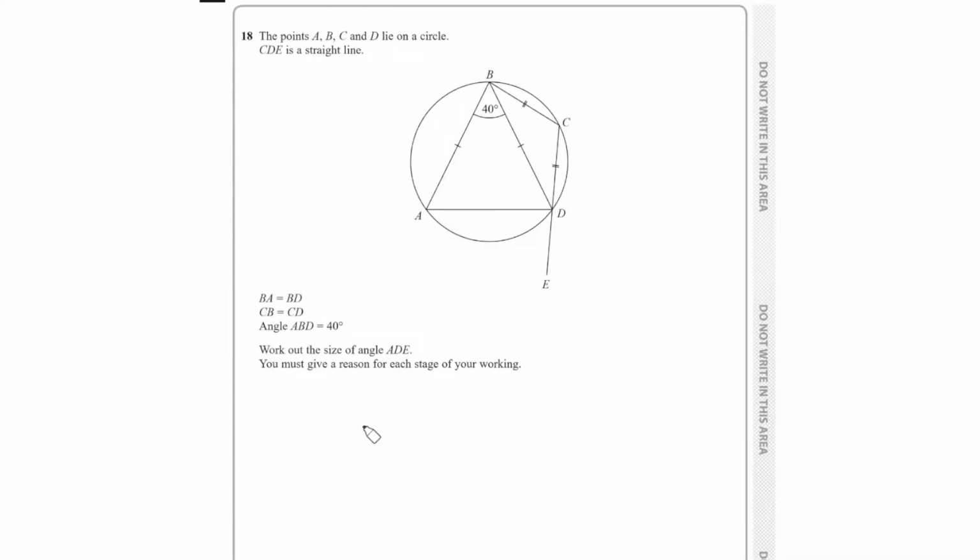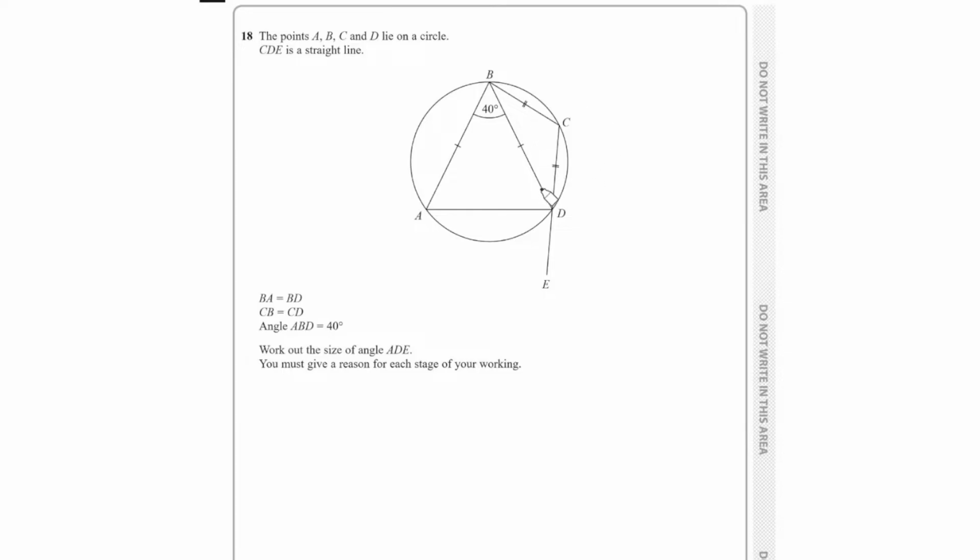Question 18, we've got circle theorems, which you haven't had yet. This was quite a nice circle theorems one, I thought. It's a 5 marker, but it's only 5 marks because of the fact that they've asked you to give a reason, not because it's actually really long. So the points A, B, C, and D lie on a circle. CDE is a straight line. They've obviously given you some information that you can see.